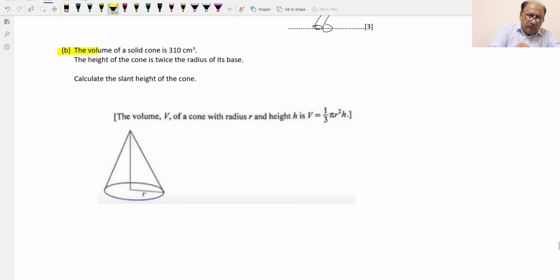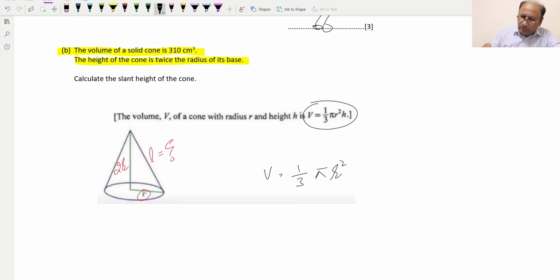Now B part, the volume of the cone is given, and height of the cone is twice the radius. So if this side is r, height will be 2r, and calculate the slant height. Slant height is this one. So this is what we need to find, and we know that this is volume formula. So we can use V is equal to 1 by 3 pi r squared, and H is 2r. So volume is what? Volume is also given, which is 310.